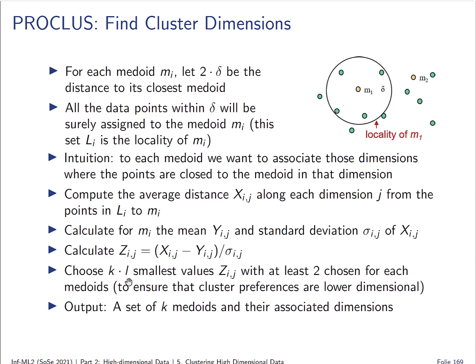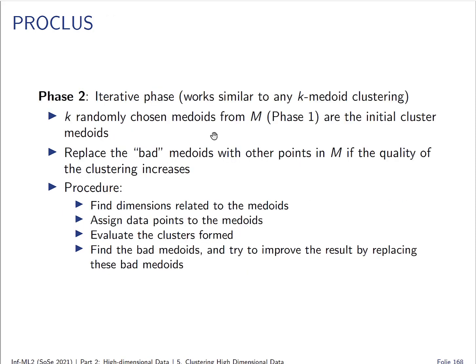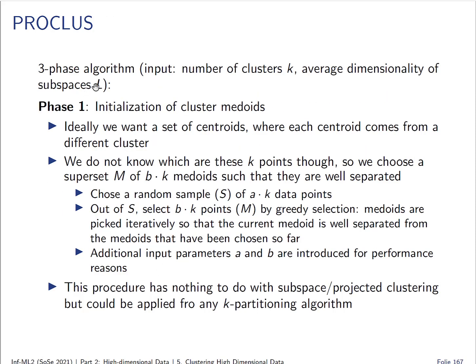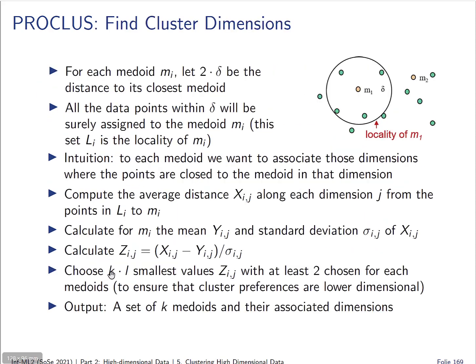And then we take the k times L smallest values from these Zij entries, with at least 2 features for each medoid, to ensure that the cluster preferences are low dimensional. So we have different features here now, and we take the k times L smallest features. L is this input parameter. Now it's small l, sorry, it should be capital L here, of course. So that is the input parameter.